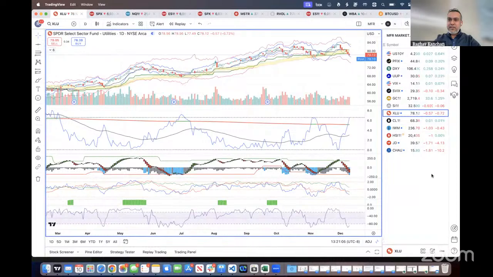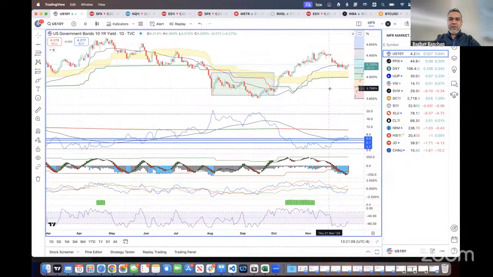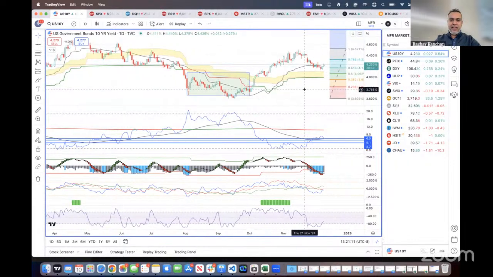Let me move this to the side. So let's start with the rates. I'm looking at the 10-year rates over here. They are super bullish. In terms of MFR indicators, this is the box that Raphael had been talking about for the last few months, and it broke out of that. It became bullish. It came back to test the MFR trend.